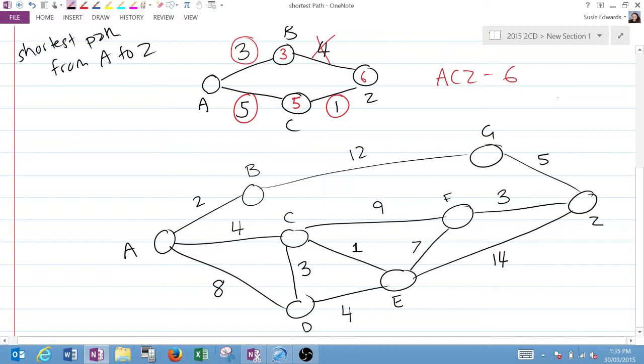Alright, so I don't want you, especially when we get to these bigger networks, and really in a test it's going to be this size or bigger, I don't want you to just try and go through it and go, oh, it's going to be this pathway. I want you to go systematically. What's the shortest path to B? What's the shortest path to C? What's the shortest path to each of them? And then you will guarantee yourself that you'll get the right answer here. Okay? So let's have a look at this.